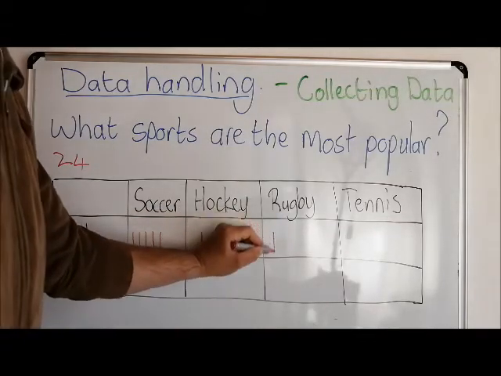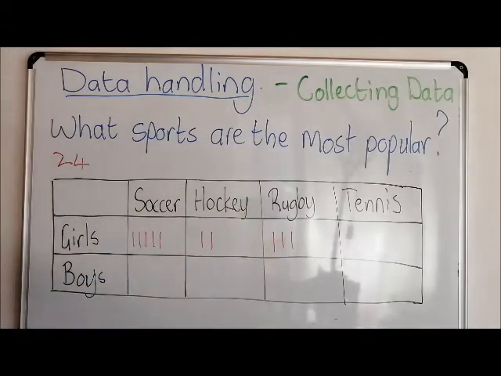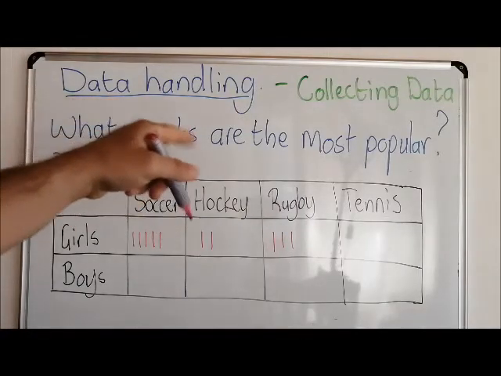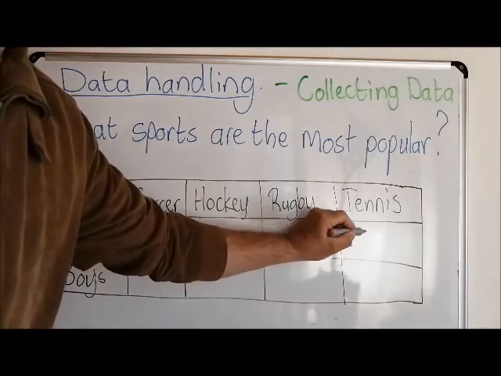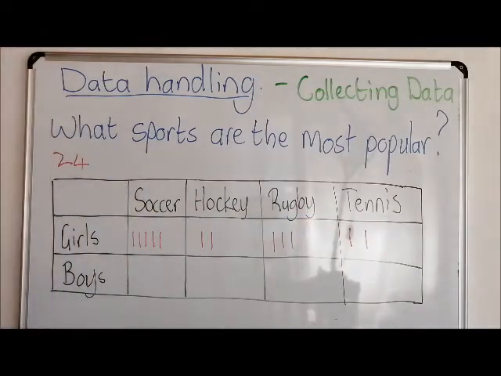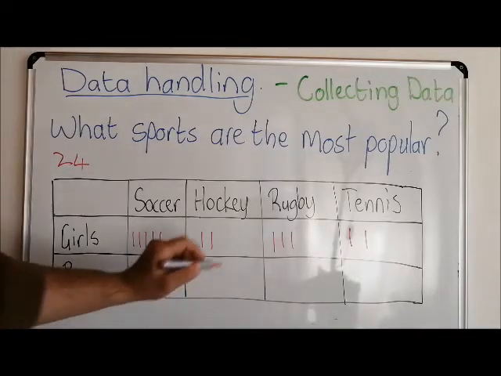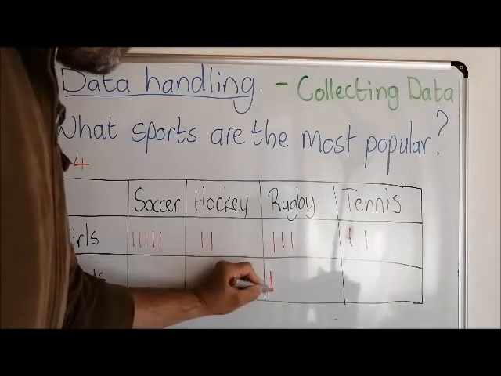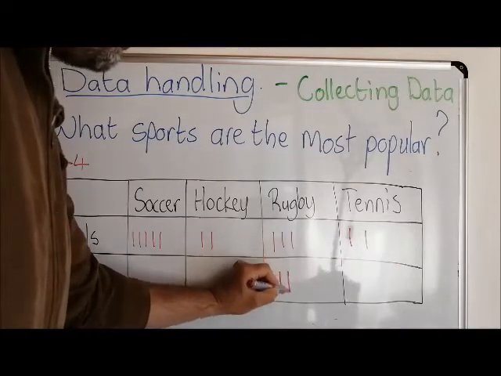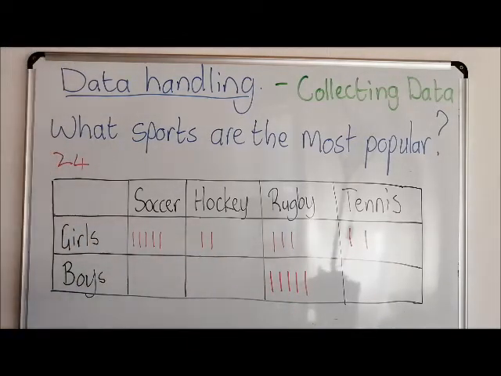Okay, 3 of them said they want to play rugby, because they're quite tough. So that is 1, 2, 3, 4, 5, 6, 7, 8, 9, 10. 2 of them said they want to play tennis. Then amongst the boys, because boys always want to go and rough each other up on the rugby field, most of them wanted to play rugby. 1, 2, 3, 4, 5 wanted to play rugby.